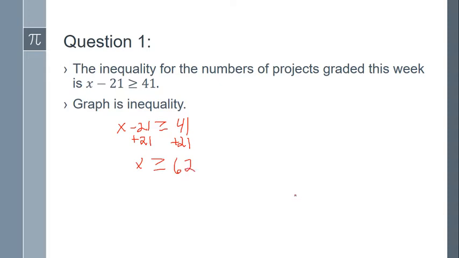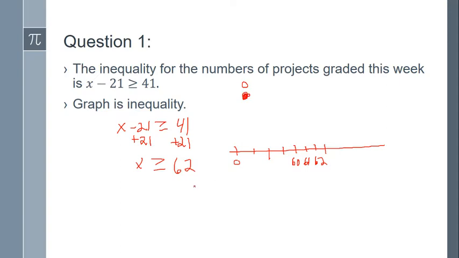Now I'm asked to graph this inequality. When we have a single variable, we can graph that on a single number line. Suppose back here was the number 0 on our number line. Then up here we might have our tick marks. Suppose right here was 60, here's 61, and here's 62. What we need to decide is if the circle we're using should be open or closed, and what direction the arrow should go.